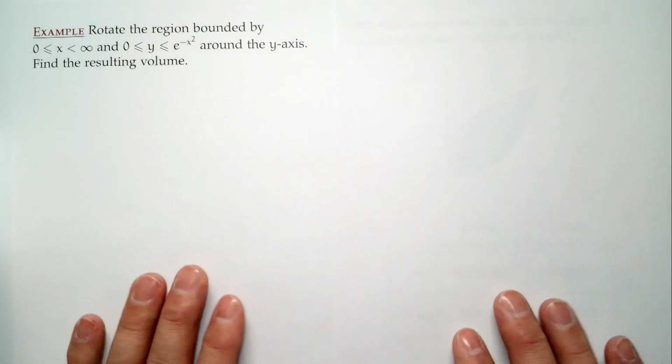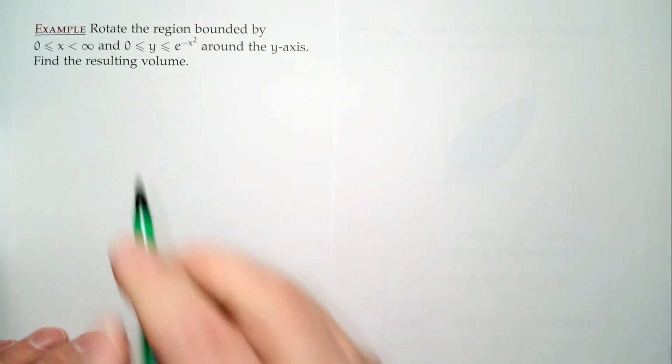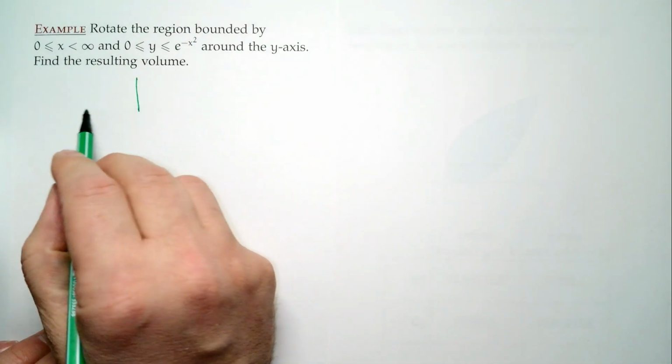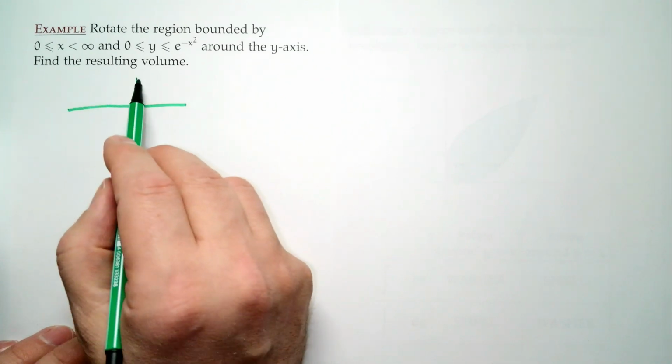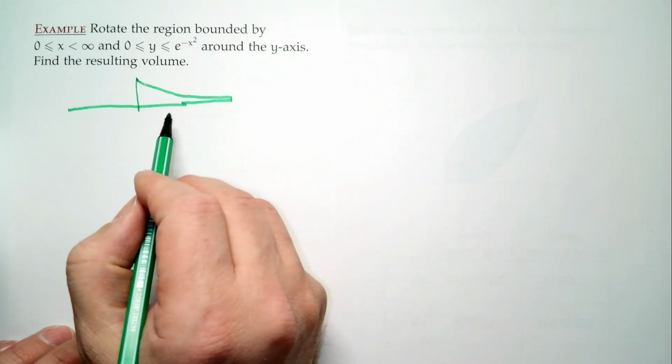Well, let us try a problem. So here we go. And we'll start with a nice big problem. Rotate the region bounded by 0 less than or equal to x less than infinity and 0 less than or equal to y less than or equal to e to the minus x squared around the y-axis and find the resulting volume. So, it's hard to draw the whole picture, but e to the minus x squared goes down as you head off to infinity.